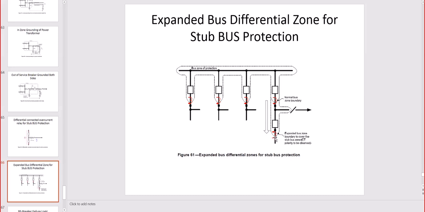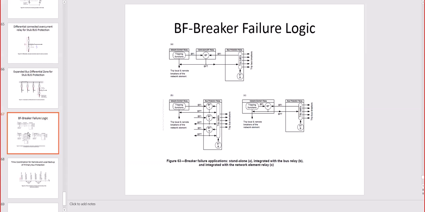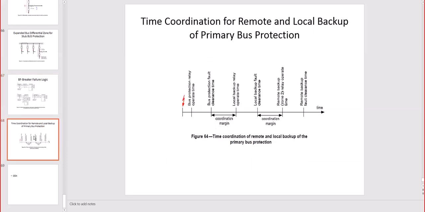You see a CT on the bottom right side, it is not after the first breaker, it is also one after the second breaker to include the stub in the protection. And breaker failure logic, we have templates in the digital relays, and we just need to know how to use those templates, but basically they work on these assumptions, as we said: confirmation from the auxiliary contacts or confirmation of current and voltage. And these are coordination for remote and local backup.